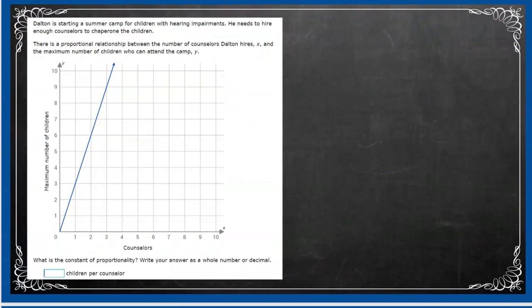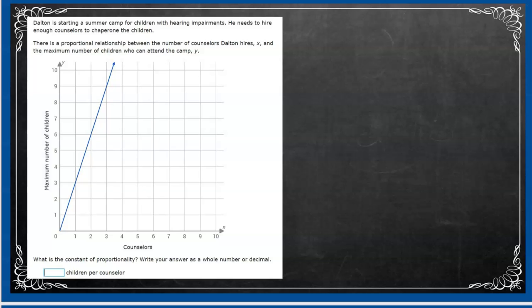Dalton is starting a summer camp for children with hearing impairments. He needs to hire enough counselors to chaperone the children. So if we look at this graph here, we notice that across the bottom, the x-axis is the number of counselors, and then the y-axis, over here to the left side, is the maximum number of children that each counselor could oversee.